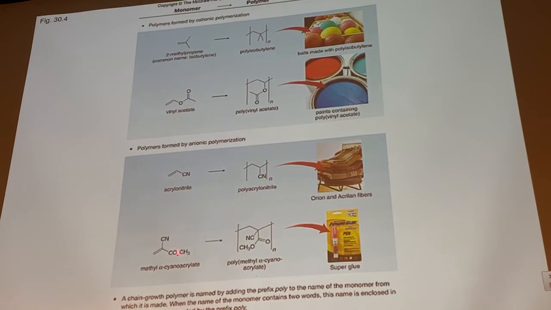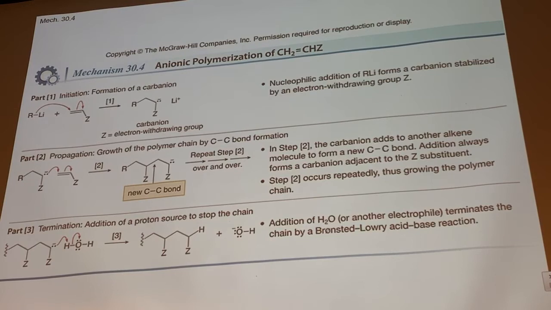We've got the nitrile and the ester, both able to stabilize an adjacent anion. Polymethyl alpha cyanoacrylate is a common component of superglues. I have no idea why this is really sticky, but if you've ever used superglue, you know that it is. And if you look on superglue, you'll find that it usually says something about cyanoacrylate or polycyanoacrylate as one of its ingredients. So let's take a look at the mechanism of anionic polymerization.